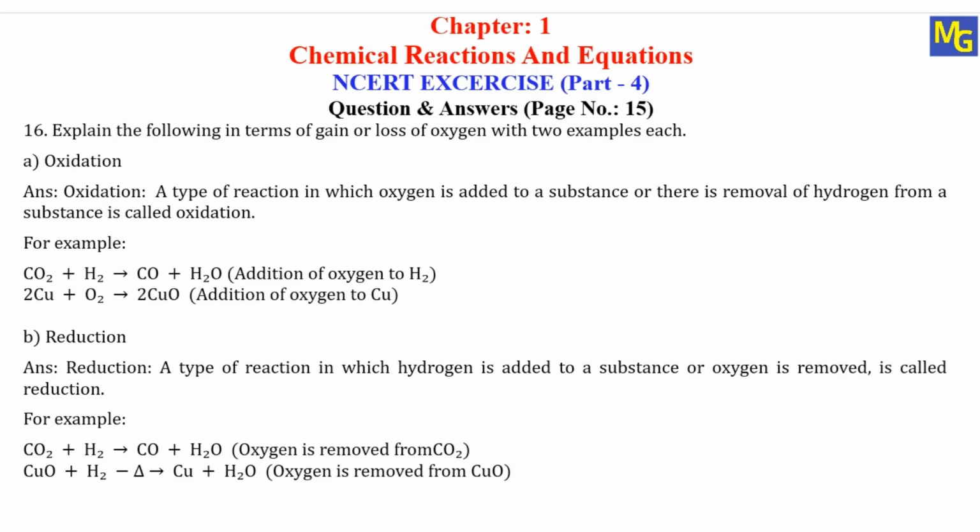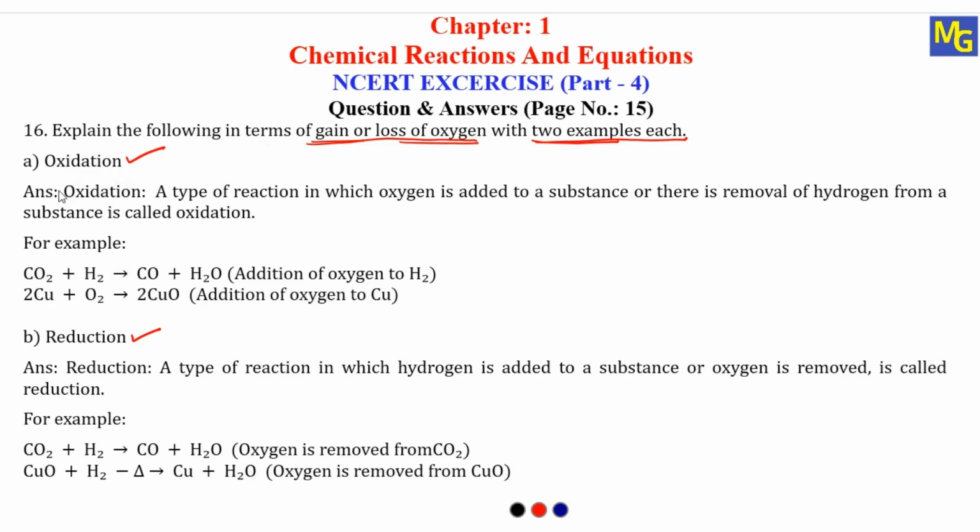I'll start with question number 16. Question number 16 is: explain the following terms in terms of gain or loss of oxygen with two examples each. So here we have two terms, one is oxidation and one is reduction. These two I have to explain in terms of gain and loss of oxygen, and for each term I have to give two examples. So the first term is oxidation.